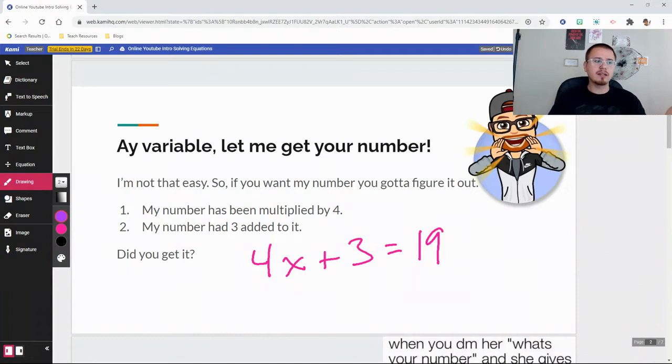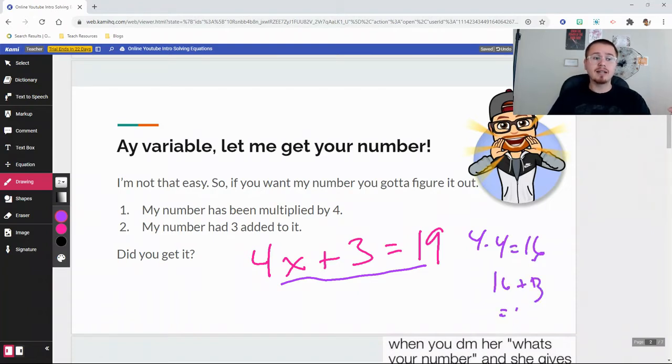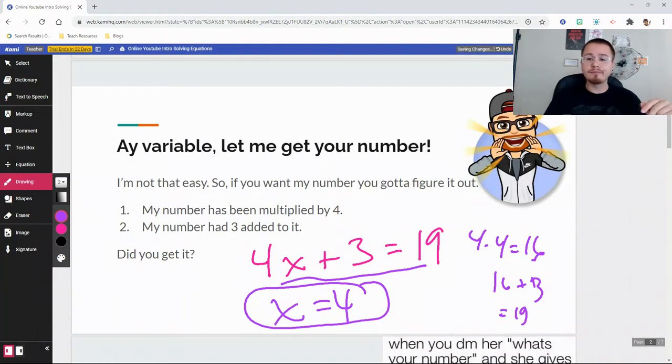So this looks like an equation. You might have the skills already to do that, but let's say you didn't. What times 4 plus 3 equals 19? Well, it can't be 5, right? 5 times 4 is 20. That's already too high. Could it be 4? 4 times 4 is 16. 16 plus 3 equals 19. So my number is actually 4. Riddle me this, riddle me that. That's one way to think about equations.